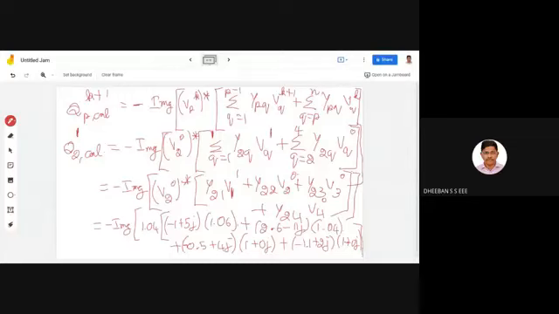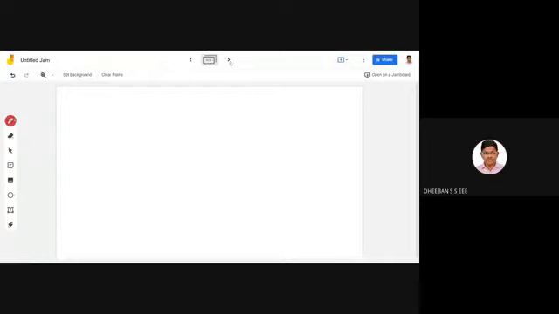Okay, so you will be getting the value as minus. I hope some might have solved it. So you'll be getting Q calculated equal to minus imaginary of, after solving that equation you'll be getting 0.0458 minus j 0.1456.